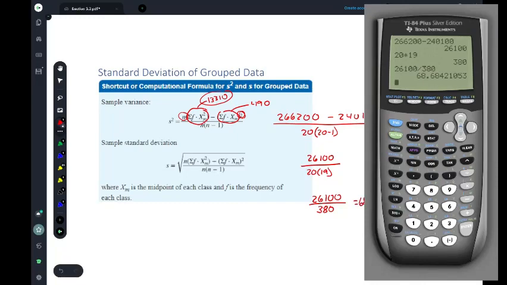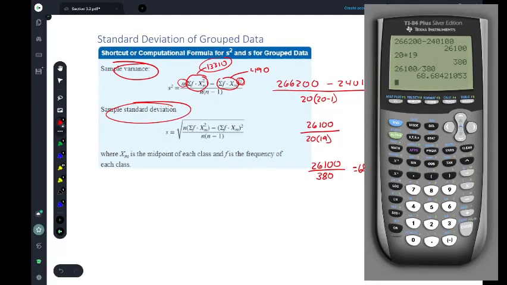So what does that calculate? That calculates my sample variance for this group data. How do I calculate my standard deviation? All I do is I take that number, so this was s squared. I take that number and I square root it. Square root of 68.7 is equal to, let's find that out. So I'm going to go second square root of that number right there is 8.3.